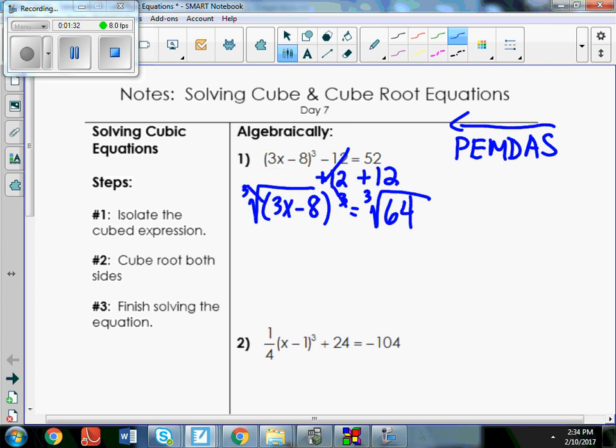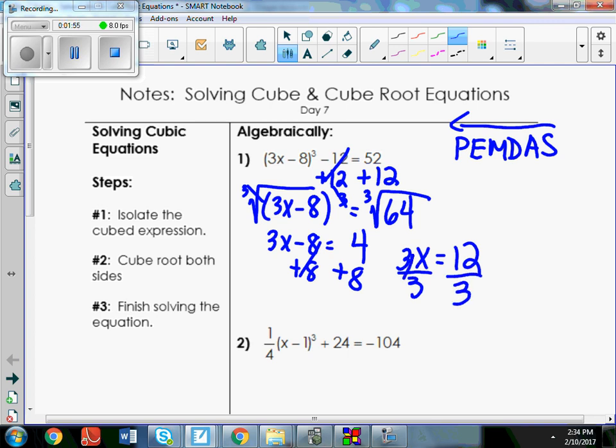And that cancels on this side. I'm left with 3x minus 8 equals the cube root of 64. What's the cube root of 64? You guys remember? 4. 4 times 4 times 4. Boom. Now I just keep solving for x. Add 8 to both sides. You get 3x equals 12. And divide by 3. x equals 4.